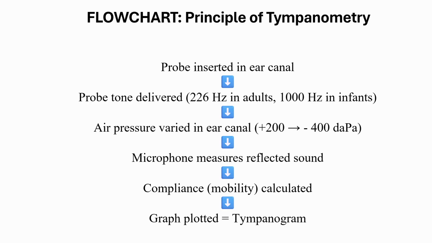So this is the flow chart of the principle of tympanometry. The probe is inserted in the ear canal. A probe tone or pure tone of 226 Hz in adults, 1000 Hz in infants, will be delivered. Air pressure will be varied in the ear canal from plus 200 to minus 400 daPa. The microphone will measure the reflected sound, and compliance will be calculated and a graph plotted, which will be the tympanogram.